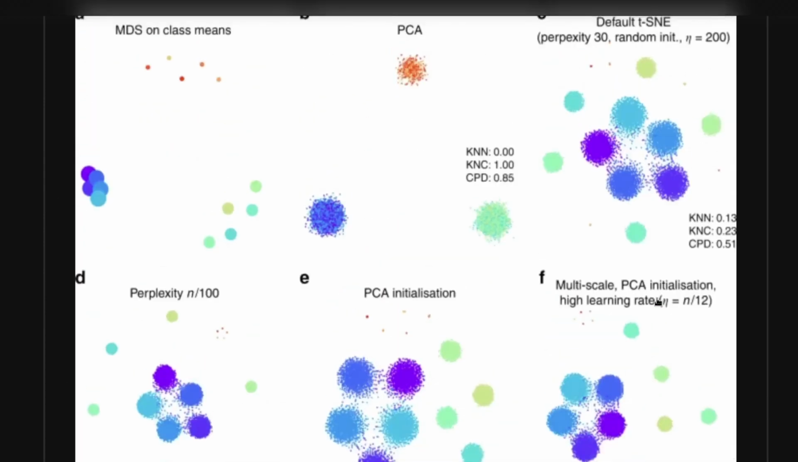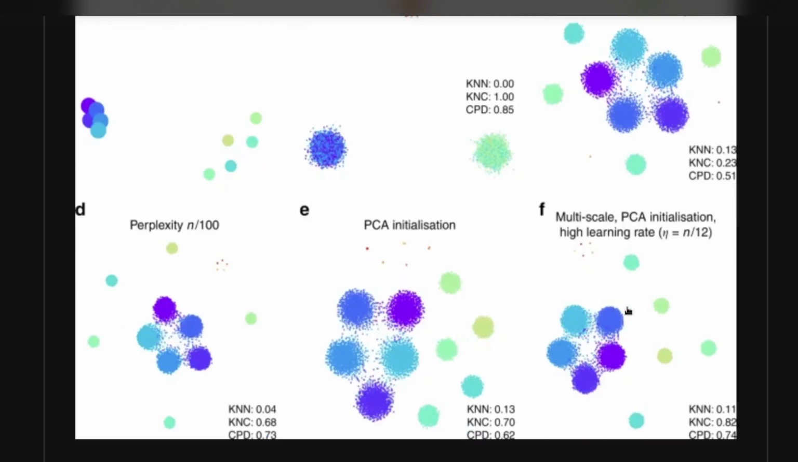C. Default t-SNE with perplexity 30, random initialization, and learning rate 200. D. t-SNE with perplexity 155. E. t-SNE with PCA initialization. F. t-SNE with multi-scale similarities (perplexity combination of 30 and 155), PCA initialization and learning rate.